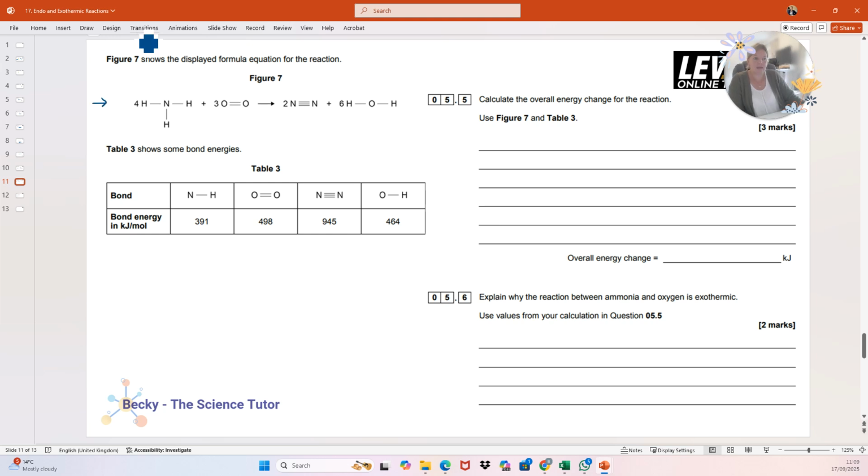So you can see these physical bonds. And a tip from me would be to cross off those bonds when you've put them into your calculation, so you know that they are done. Okay? So what we're going to do is work out how much energy was used in bond breaking.